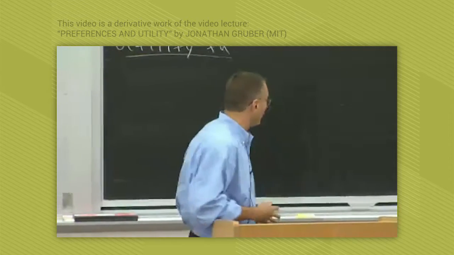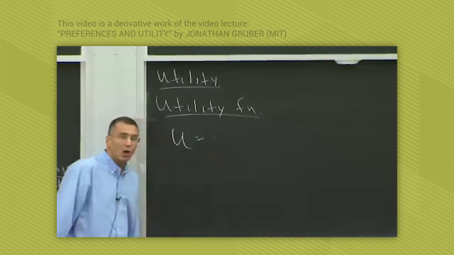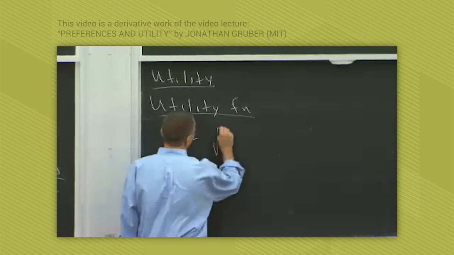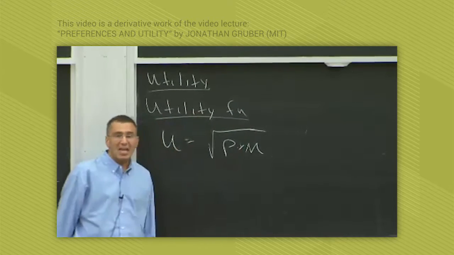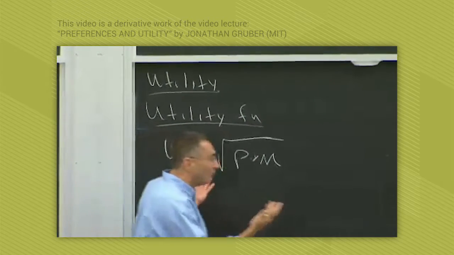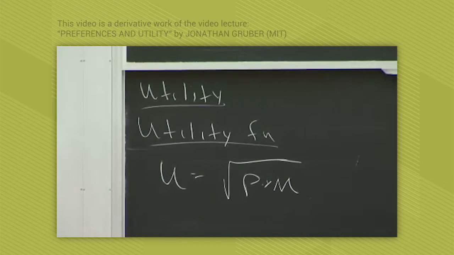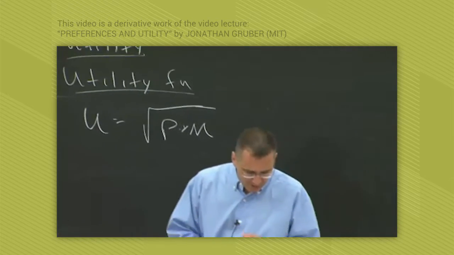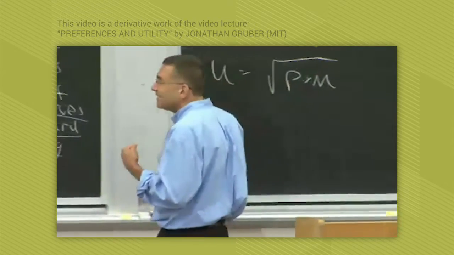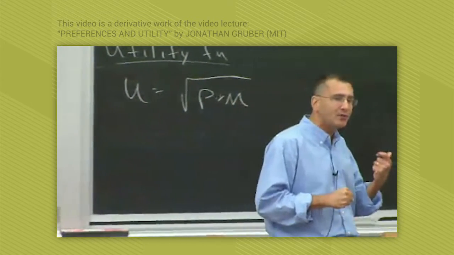So for example, suppose that I said that your utility function over pizza and movies was the square root of pizza times movies. That's your utility function. I would say, what the hell does that mean? Well, it doesn't mean anything. It's a utility function. It's your preferences. It's a mathematical representation of your preferences. What does that mean? It doesn't mean anything inherently, but it tells us about your preferences.